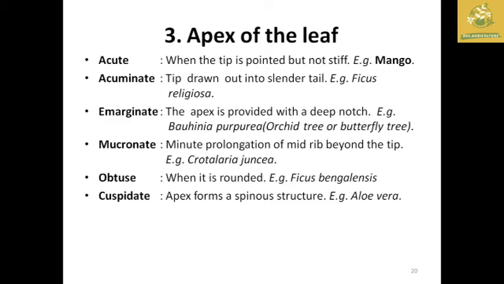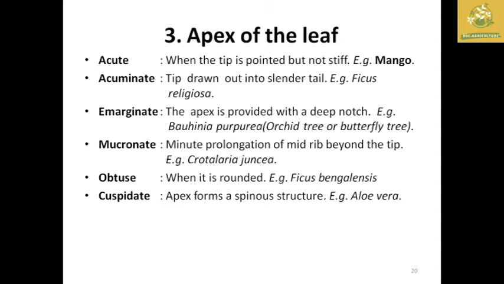And the third part is the apex of the leaf. The classifications are acute, acuminate, emarginate, mucronate, obtuse, as well as cuspidate. The acute is where the tip is pointed but not stiff, for example in mango. And acuminate, where the tip is drawn out into a slender tail-like structure, example Ficus religiosa. And emarginate, where the apex has a deep notch, example orchid tree as well as butterfly tree.